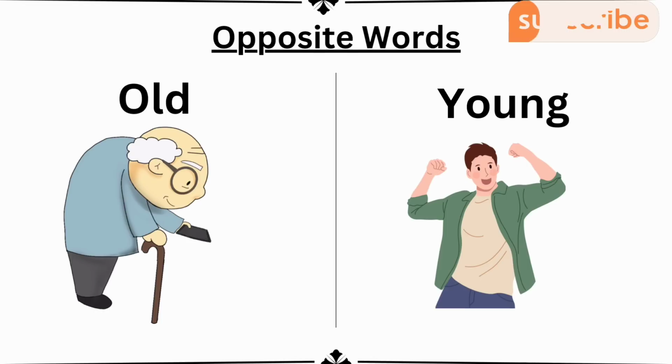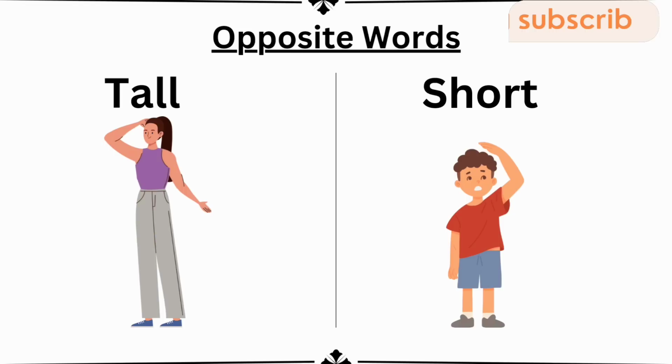Old. He is an old man. Young. He is a young boy. Tall. She has tall height. Short. He has short height.